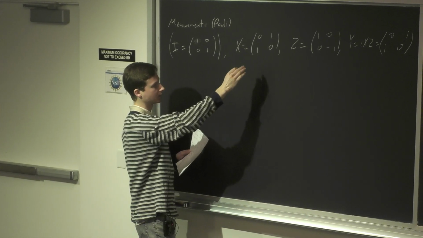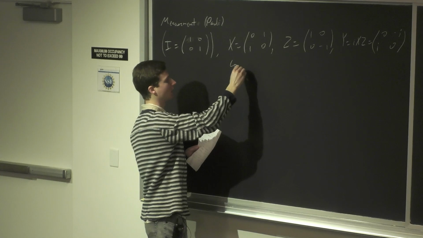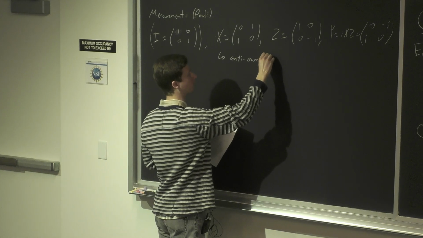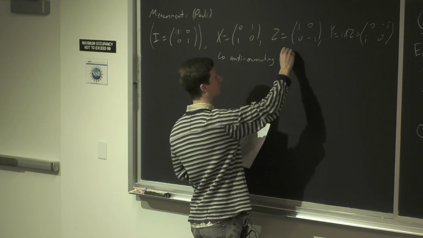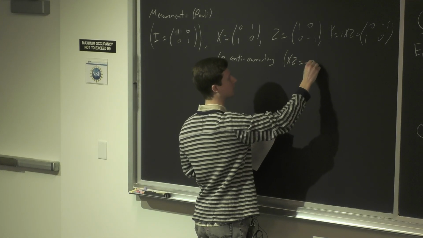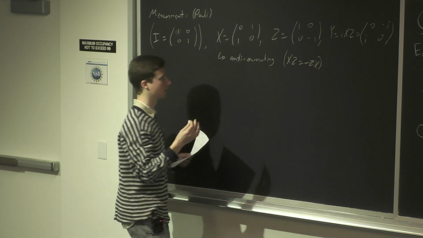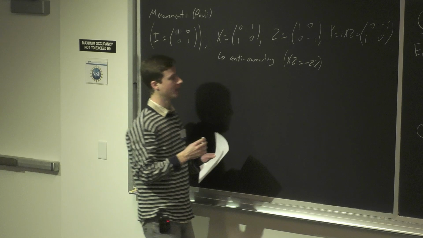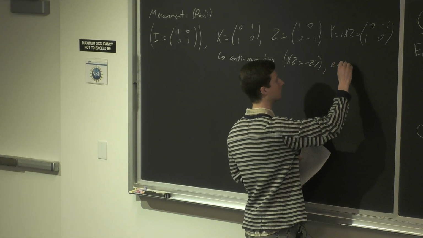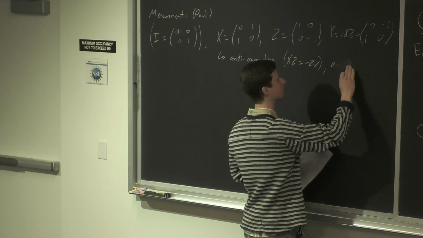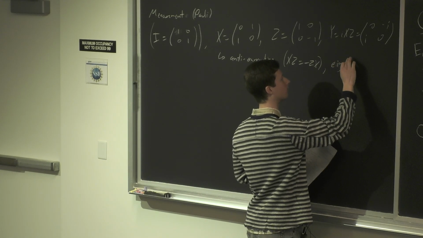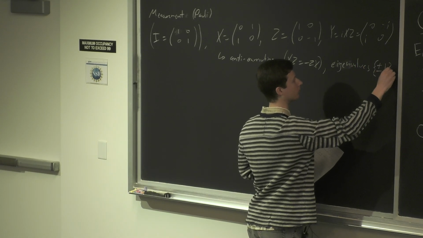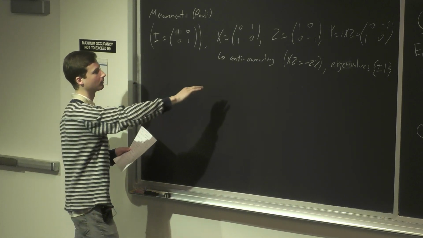And for these 3 X, Y, Z Pauli matrices, you can see that they're anti-commuting. That basically means that, for instance, XZ is negative ZX. The same for XY is negative YX, and so on. And their eigenvalues are plus or minus 1. This is true for all 3 matrices.